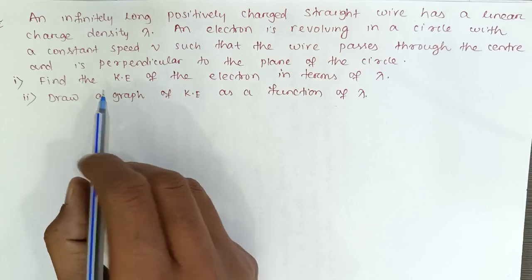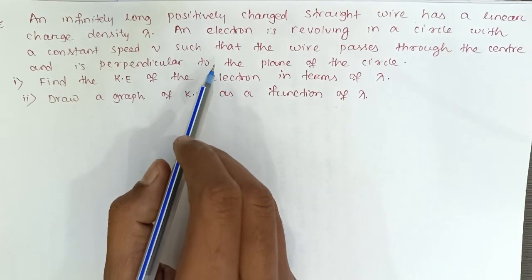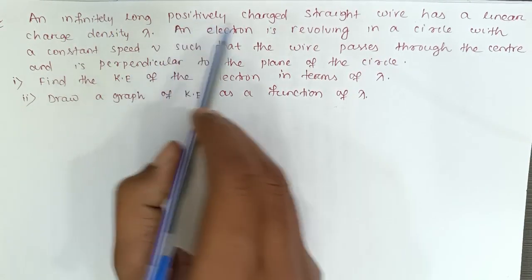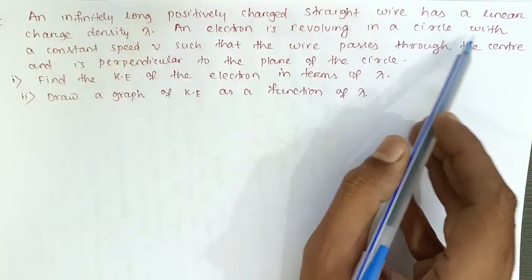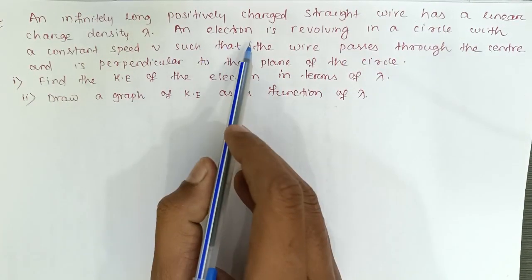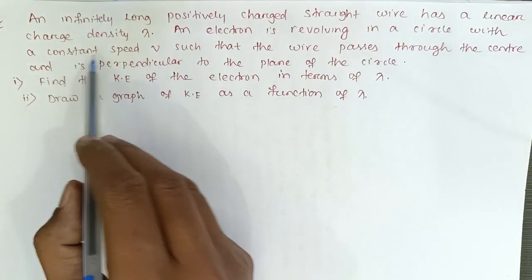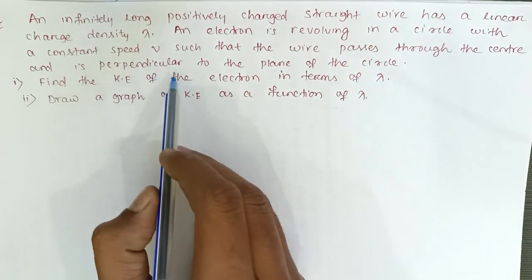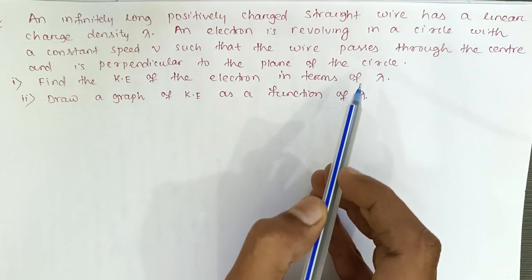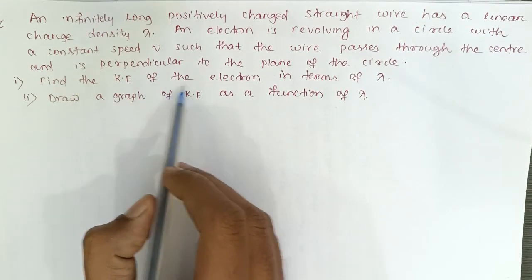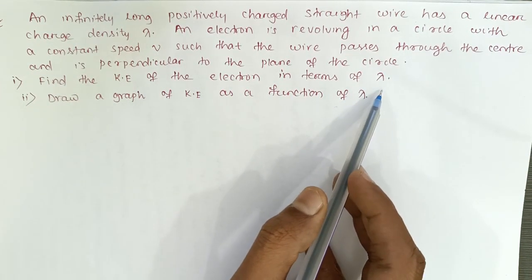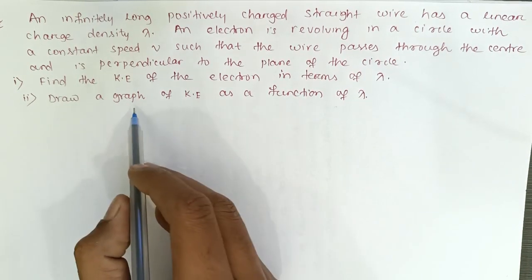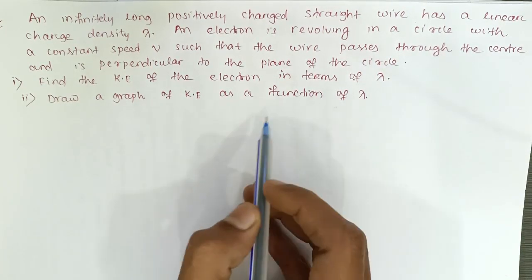So students, in this video we are going to solve this question. This question is from the chapter Electrostatics. The question is, an infinitely long positively charged straight wire has a linear charge density lambda. An electron is revolving in a circle with a constant speed v such that the wire passes through the center and is perpendicular to the plane of the circle. So we have to find the kinetic energy of the electron in terms of lambda. Lambda means the linear charge density of the wire, and then we have to draw a graph of kinetic energy as a function of lambda.